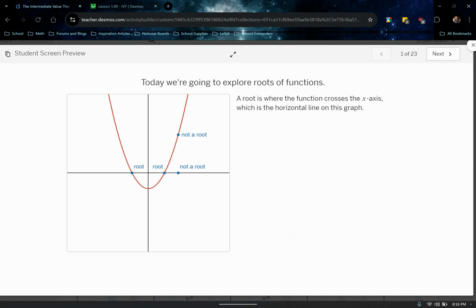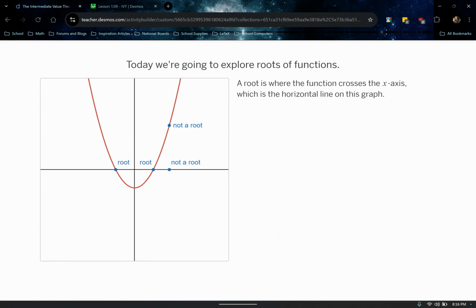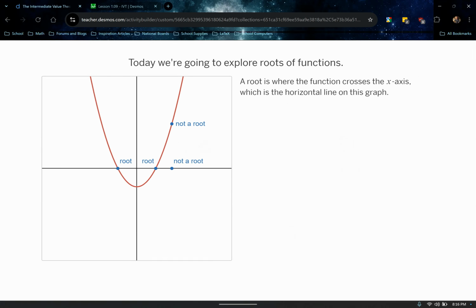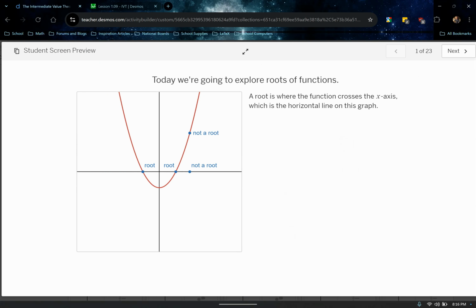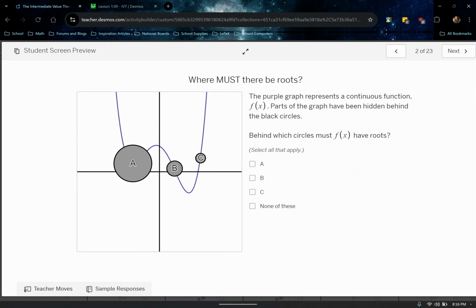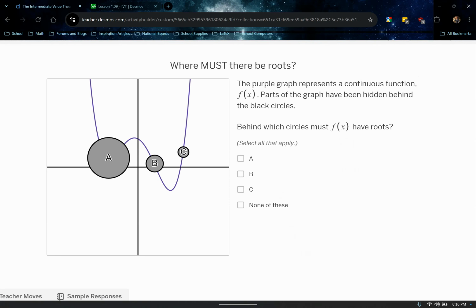So we're going to quickly look at roots of functions. And you guys see roots, you study them a lot in Algebra 2. Sometimes you hear roots called zeros or x-intercepts, right? But for our purposes, a root is where a graph crosses the x-axis. Okay? Crosses or touches, it could bounce off there. So let's begin. Where must there be roots?